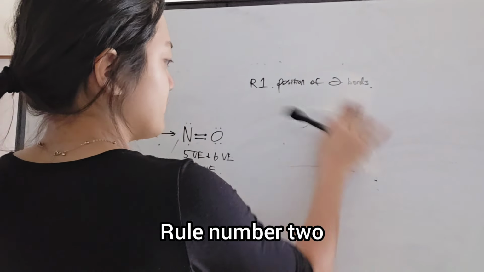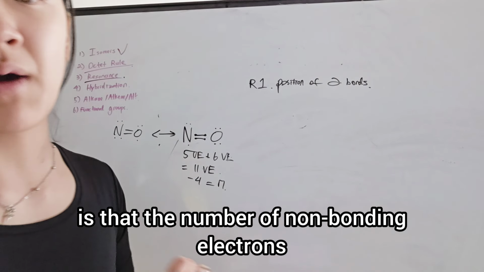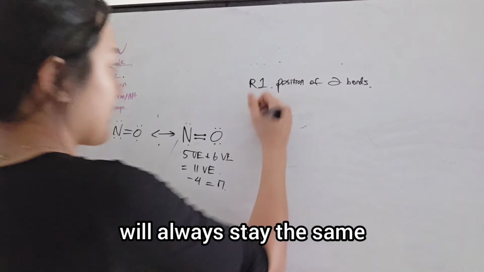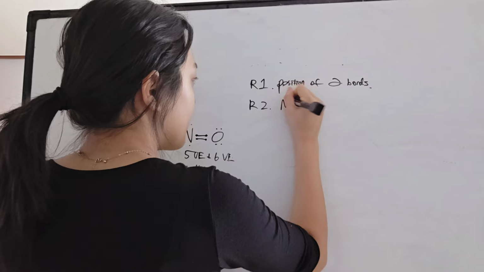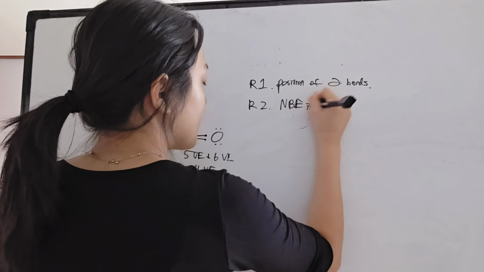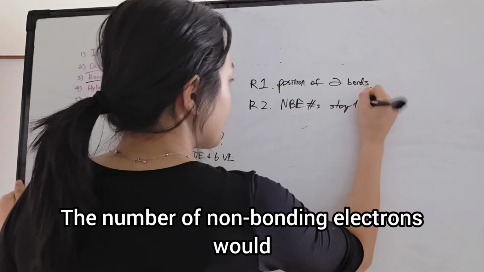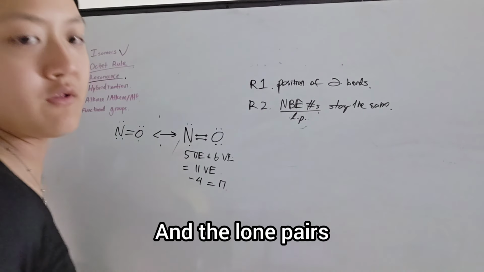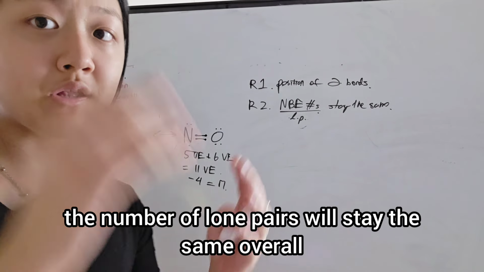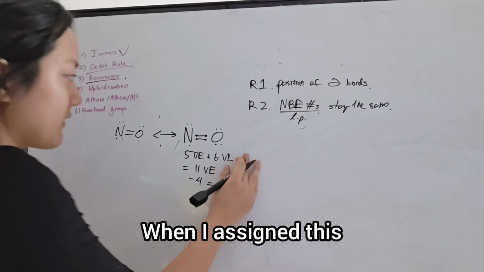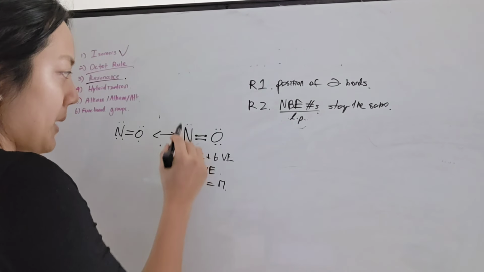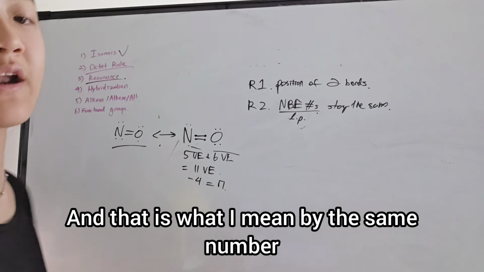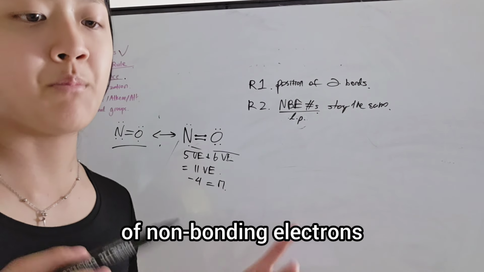Rule number 2 is that the number of non-bonding electrons will always stay the same. What do I mean by this? The number of non-bonding electrons would essentially mean the lone pairs. And the number of lone pairs will stay the same overall. When I assigned this, it didn't go from 7 lone pairs to 6. It stayed the same in this structure and in this structure. And that is what I mean by the same number of non-bonding electrons.